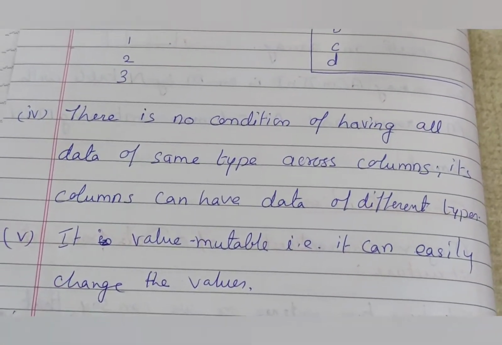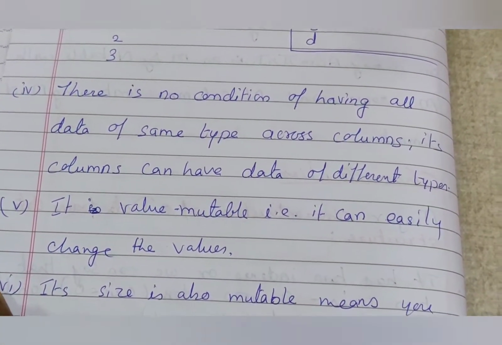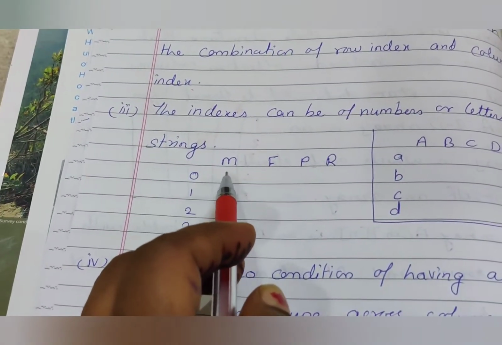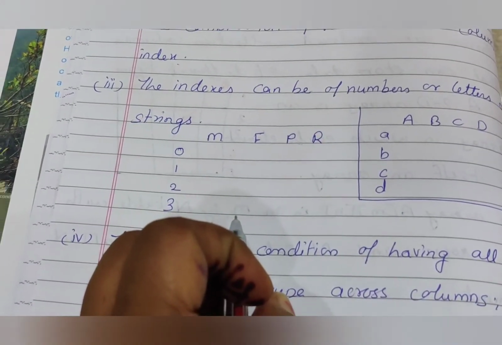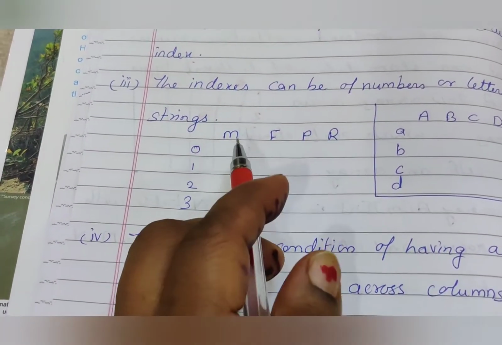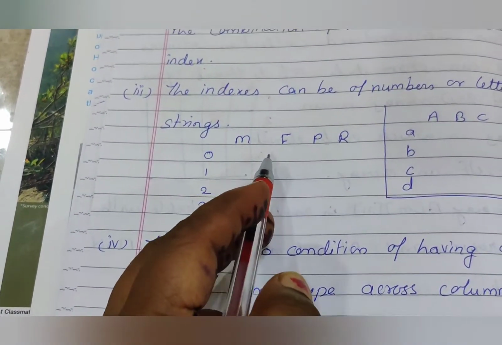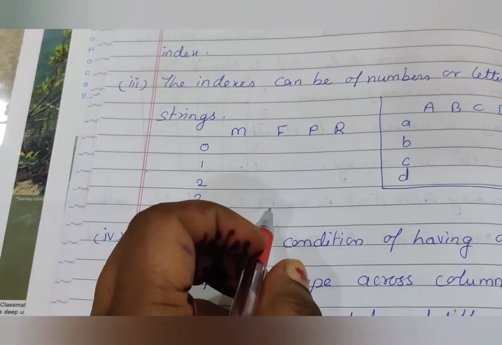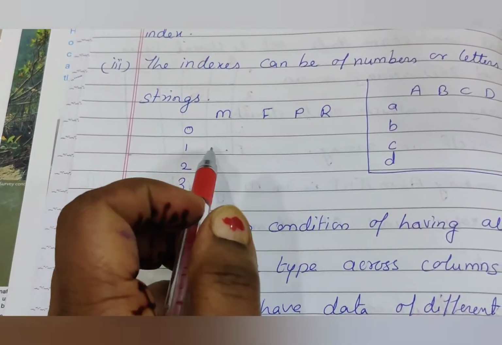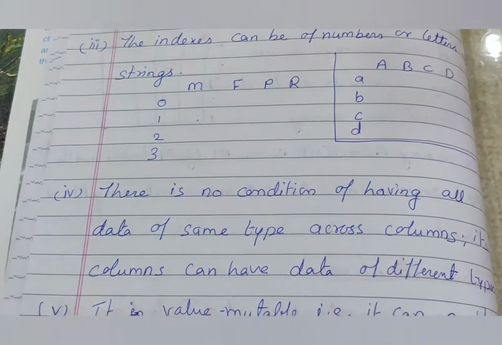Next point: there is no condition of having all data of the same type across columns. Its columns can have data of different types. This is not necessary. In a Series object, if you insert an integer value, you will take only integer values, and if you take a floating value, the whole column will have floating values. But in a data frame data structure, you can have a combination of numeric values, strings, characters and integer values.